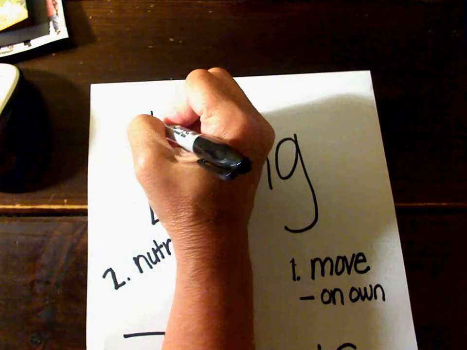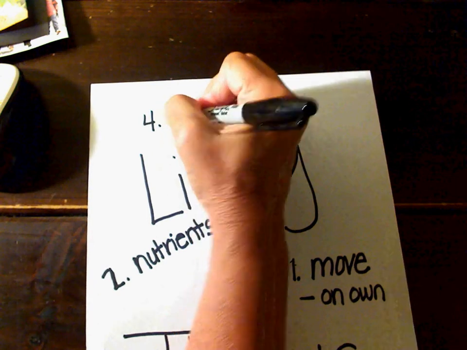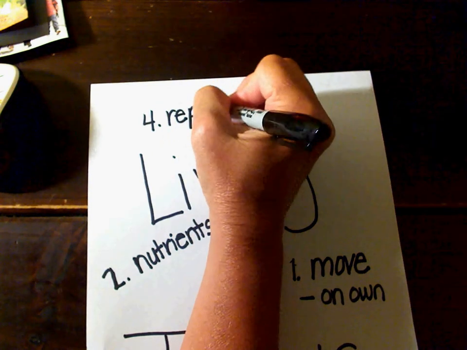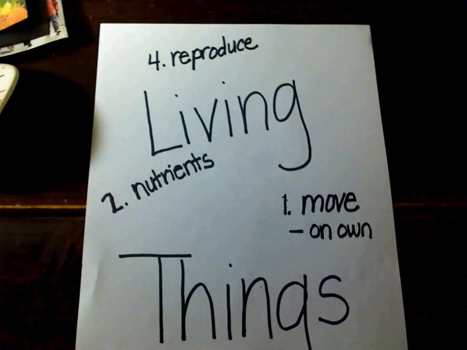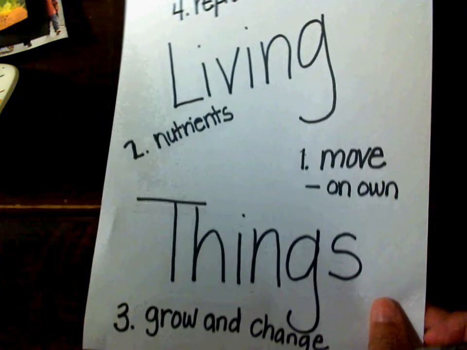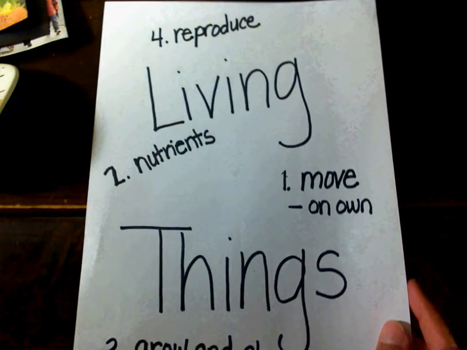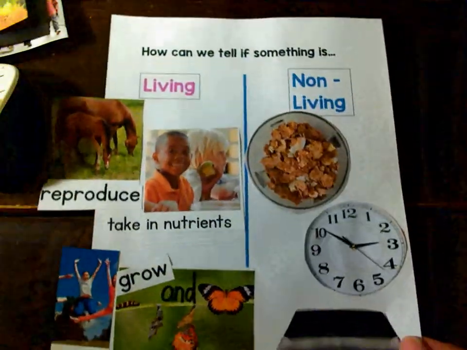Okay, the next thing that tells us whether or not something is living or non living is its ability to reproduce or make more of its own kind. We're going to talk about that later on in the lesson, but I want you to think about people and animals have babies, birds and other oviparous animals lay eggs, plants have seeds that they drop and will reproduce more plants. So, the things that you have to know about living things are they have to move on their own, they have to be able to take in nutrients, they grow and change, and they must be able to reproduce.